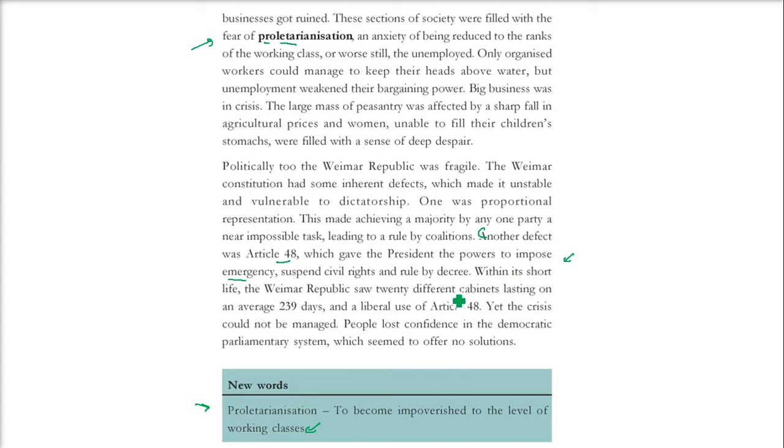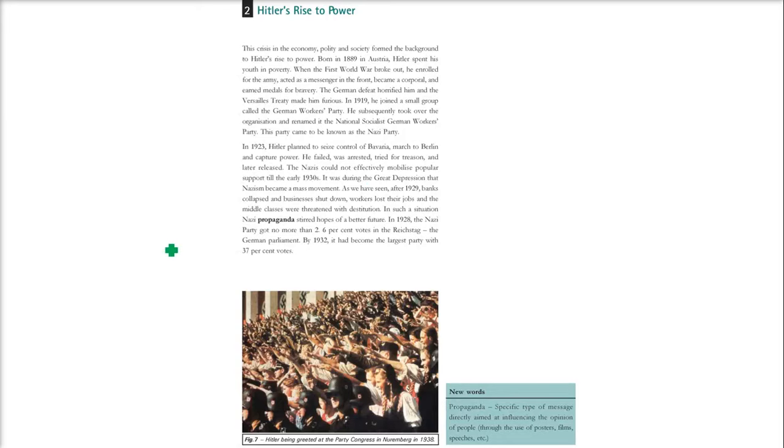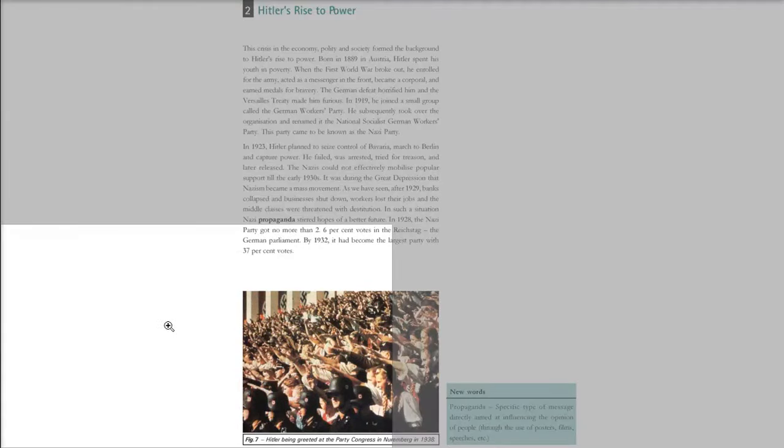The Weimar Republic saw 20 different cabinets, with an average life of 239 days. So you can see how fragile and how vulnerable this regime was. People lost their confidence in the democratic parliamentary system because the Weimar Republic was eventually not solving their problems. We saw the problems they had. Now came Hitler.